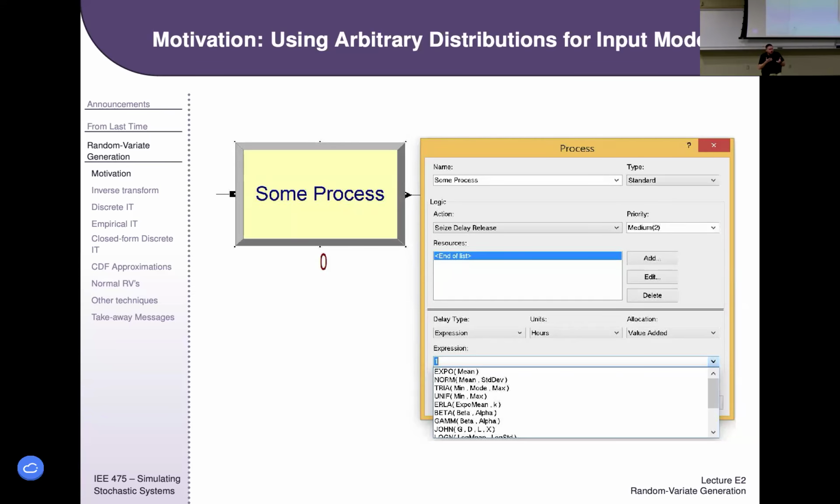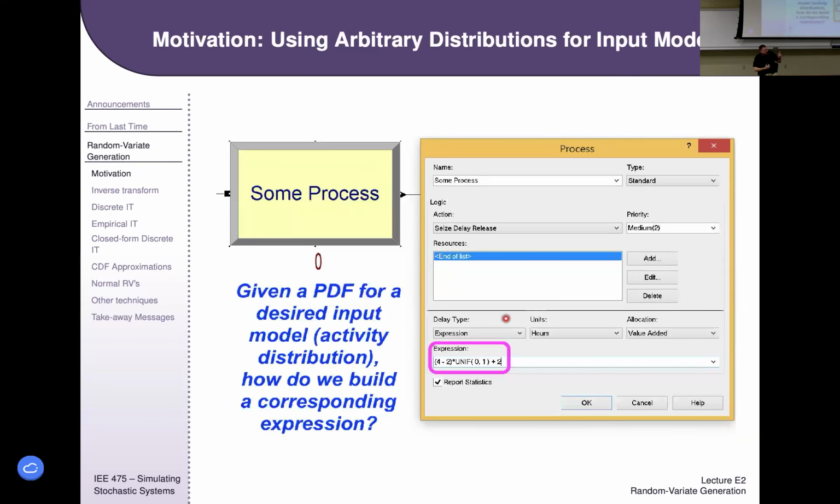As you're starting to see in the labs with ARENA, you've got all these areas where you can put expressions in. So we have a process block like this one, and in this delay area here, this is where you actually input your input models. This is where you put your activity durations. If you click down on these expressions, it has a bunch of probability distributions that you're likely to use, like expo, which is already available there. But occasionally you've got one that's not in its list, and you're going to need to put your own expression in there.